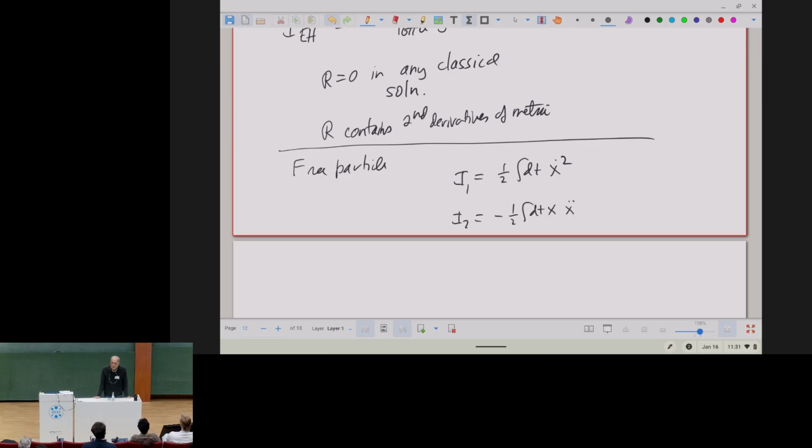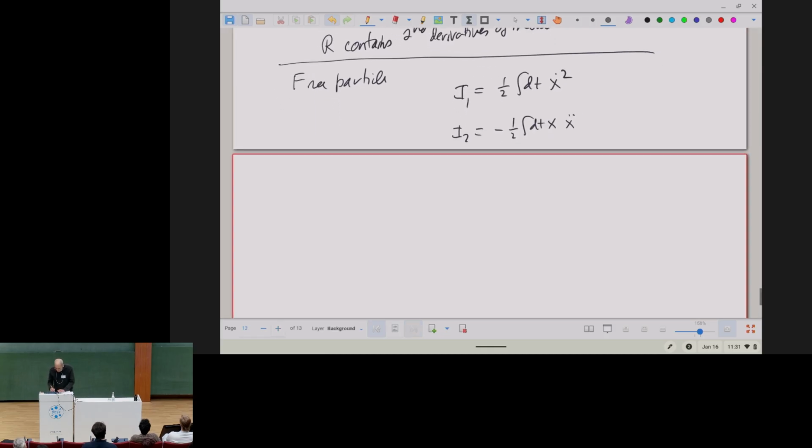Well, why do we use I1 and not I2 when we're quantizing? Usually in quantum mechanics, you want to calculate the amplitude that a particle starts at x1 at time t1 and ends at x2 at time t2. Better just to say we want to calculate the matrix element of e to the minus iHt between x1 and x2. That's a typical thing which we would calculate in quantum mechanics.